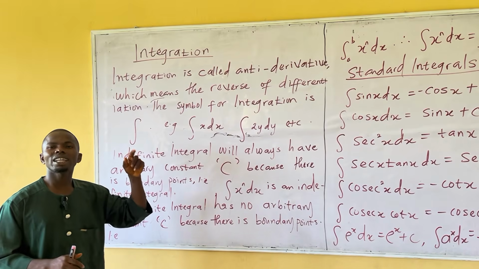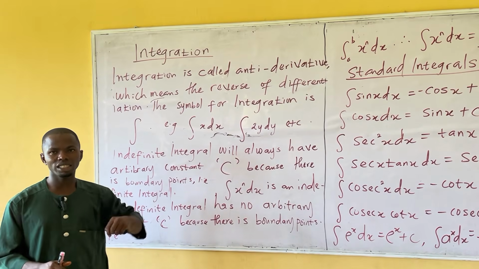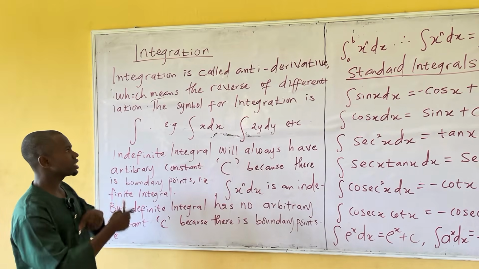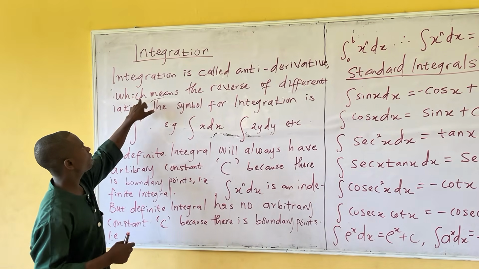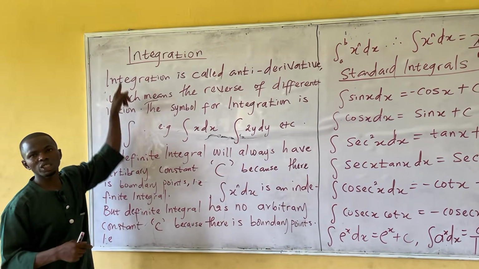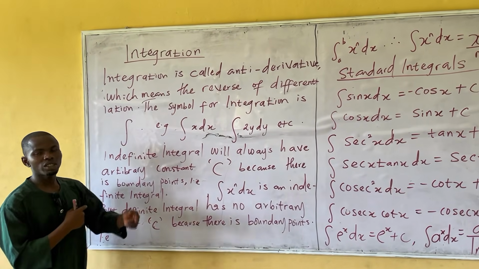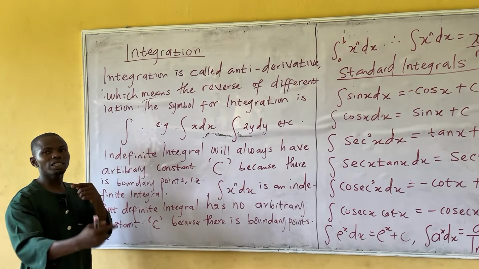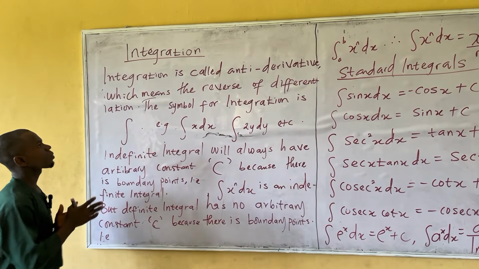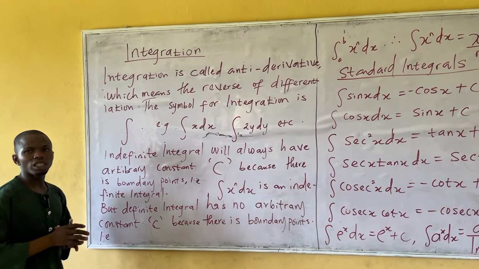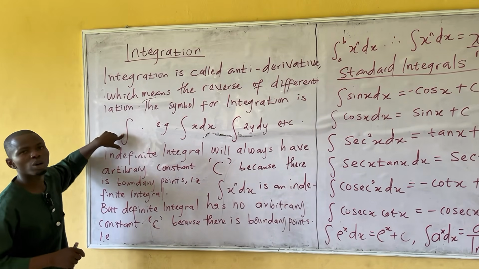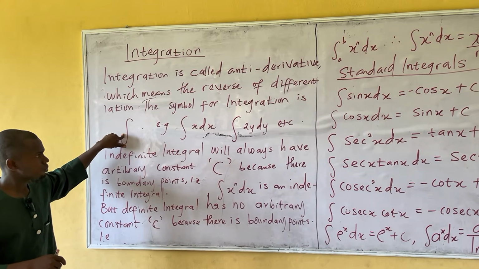Integration is called antiderivative. I said earlier that derivative means dy dx. So the anti means the reverse of dy dx, which means integration is the reverse case of differentiation. The symbol for integration is this symbol. Once you see this symbol, it means integration.